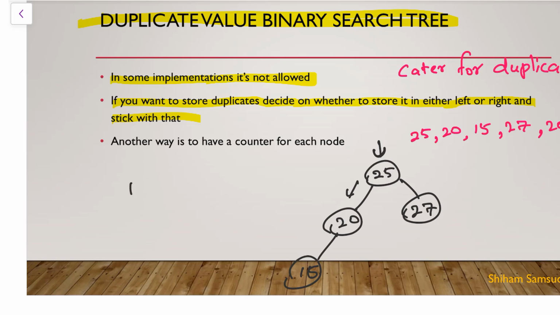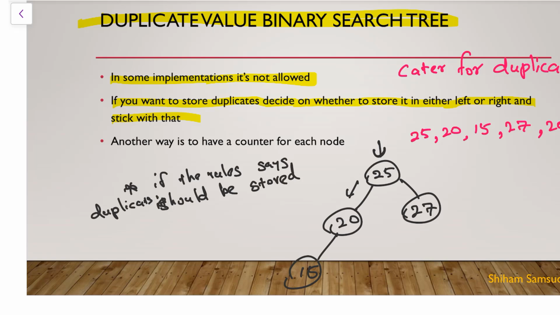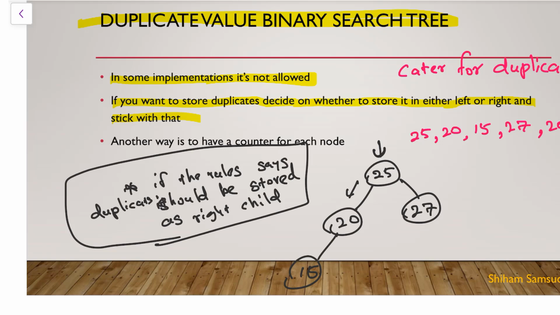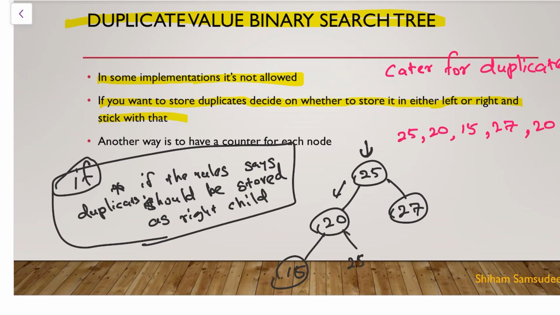That means if the rule we define says duplicates should be stored as right child, so if this was the rule, then you will have to store it here like that, 20, okay? So you'll have to store it like this, 20, right?